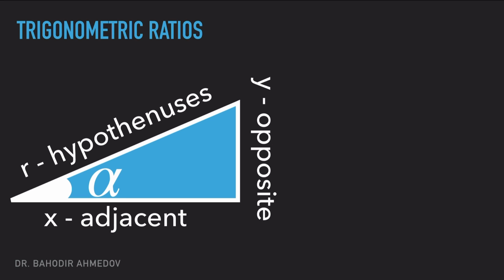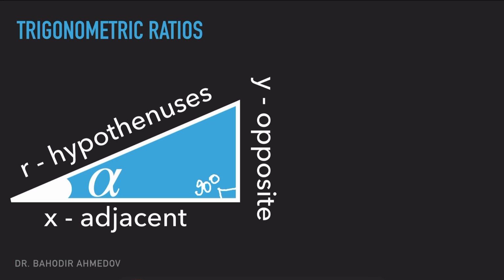So essentially, the right angle is the angle which is equivalent to 90 degrees. Please note that this angle is going to be the largest angle in the triangle, and the side which is opposite to the 90 degrees or the largest angle is going to be the largest side of the triangle. We call the largest side of the triangle the hypotenuse.